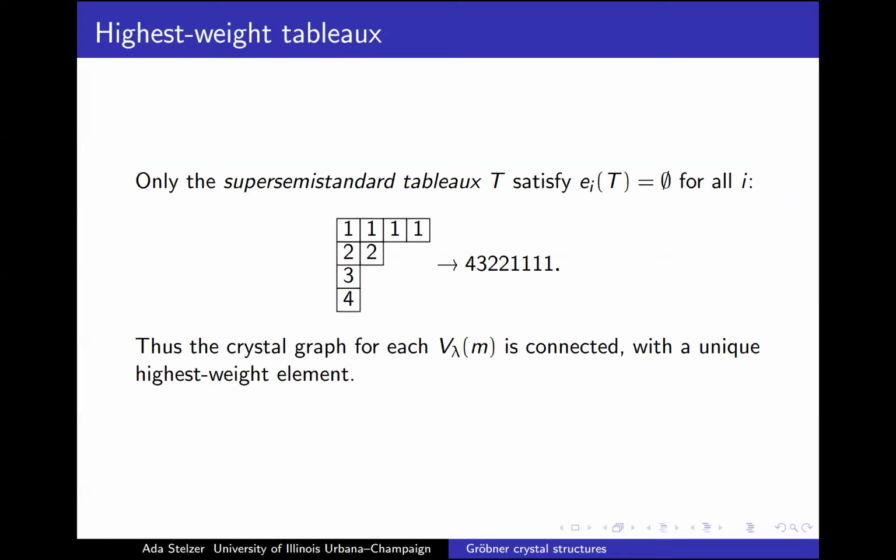And this tells us that the crystal graph for each Schur module, each irreducible GL_n representation, is going to be connected and have a unique highest weight element that we can identify it with. So in general, if we have some other representation and we define a crystal graph structure on it, we'll be able to look at the connected components of that crystal graph and use that to read off the irreducible representation multiplicities that we're after. Okay.